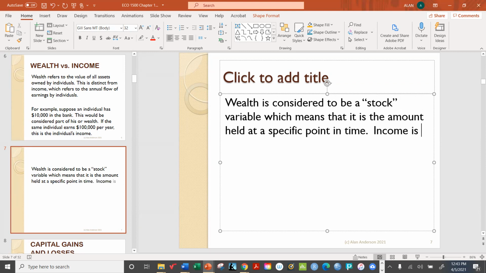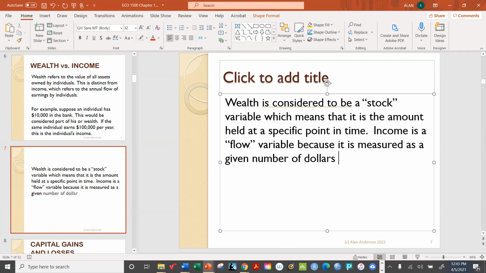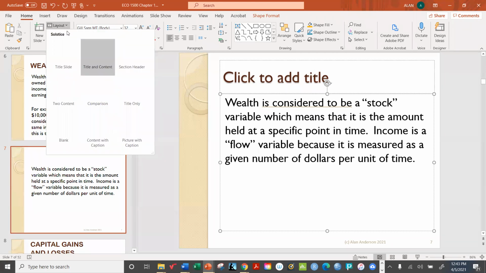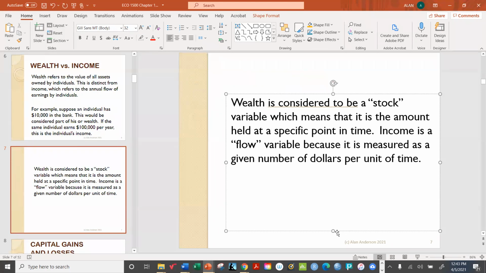Income is a flow variable, it's called, because it is measured in units as so much, a fixed or given amount of money, number of dollars per unit of time. In other words, it could be your monthly salary, it could be your annual salary, whatever the case may be. Income is a flow. It's so much per unit of time. Wealth is a stock. How much do we have right now at this point in time? So that's something we have to be careful about, wealth versus income.